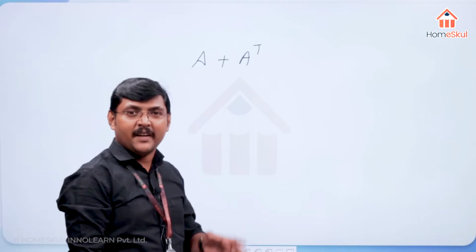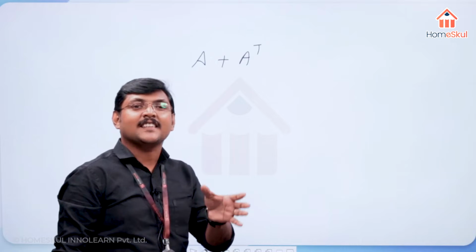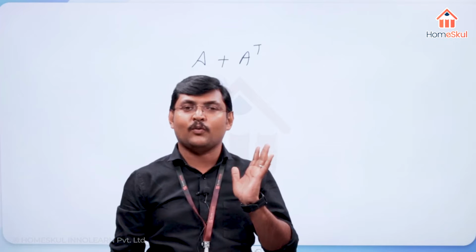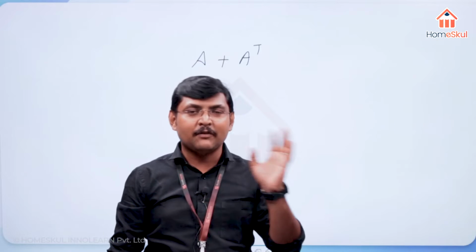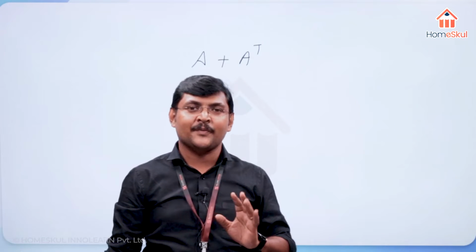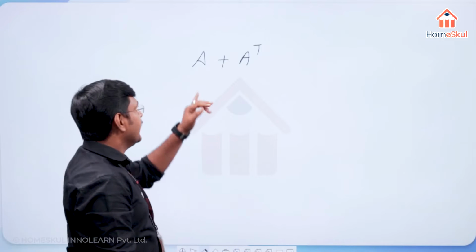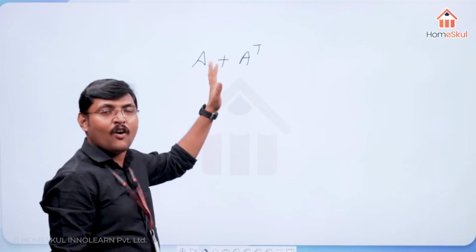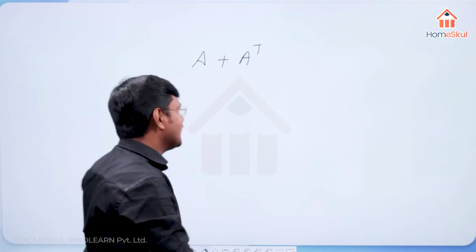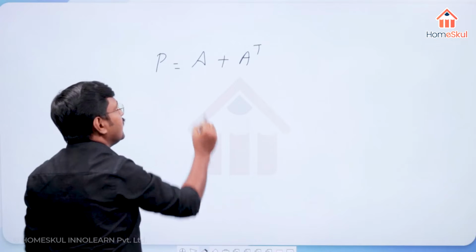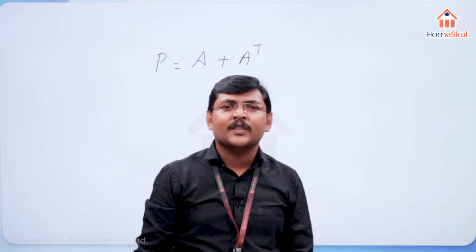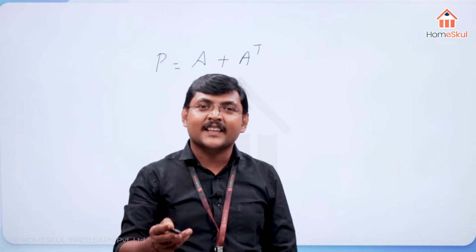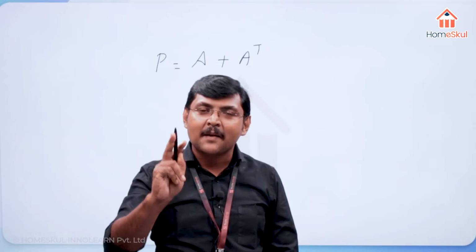Remember that if a matrix is given, take the transpose of the matrix. Transpose means you need to change the row to column, column to the row. You can do any one frame to find the transpose. After that, what we need to do is, it is A and this is A transpose. Just add this. On adding, you will get a matrix, name it as P. For sure, the matrix P will be a symmetric matrix. What we mean by symmetric matrix? That means on taking the transpose of this matrix, you will get the same matrix.